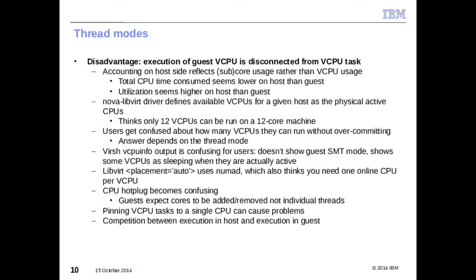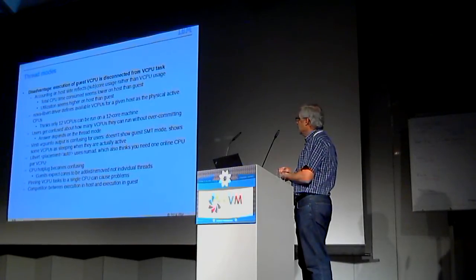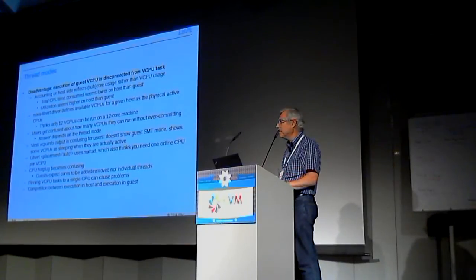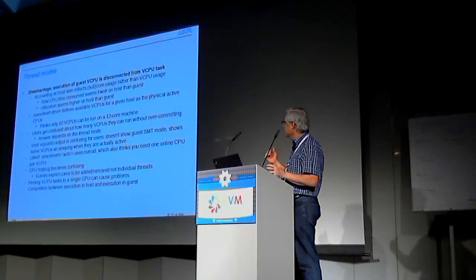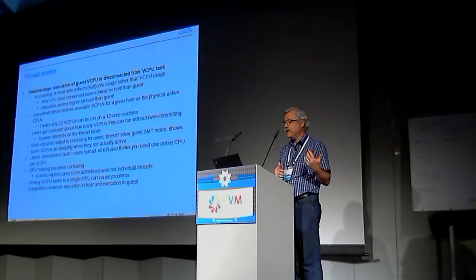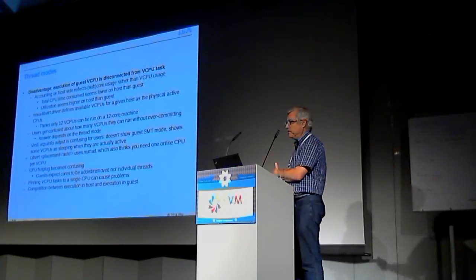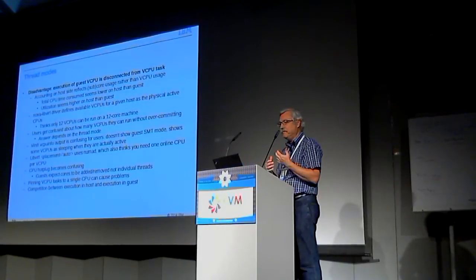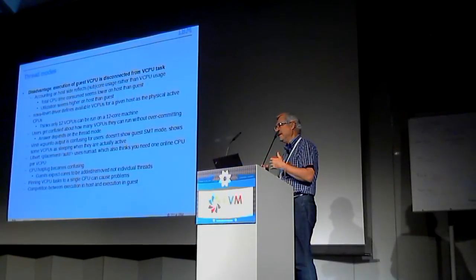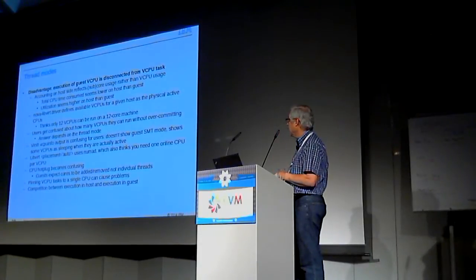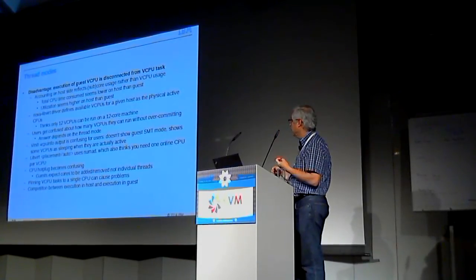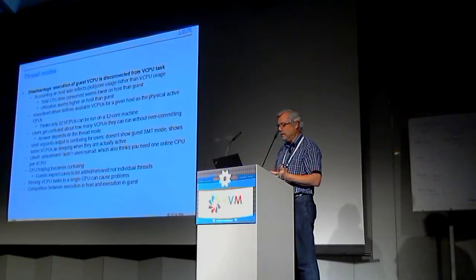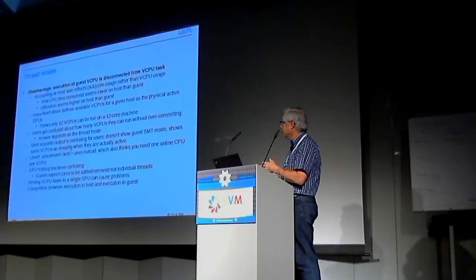So it's probably become clear by now that the disadvantage of this, while it actually works quite well and performs reasonably well in practice, is that because we've disconnected the execution of the guest vCPU from the vCPU task, there are a number of assumptions that people and pieces of software make that then get broken. So the accounting on the host side, for instance, represents a core level assessment of CPU usage rather than a thread level assessment.